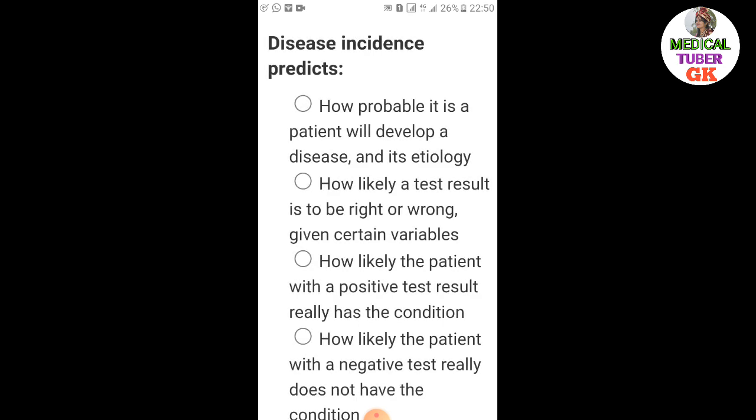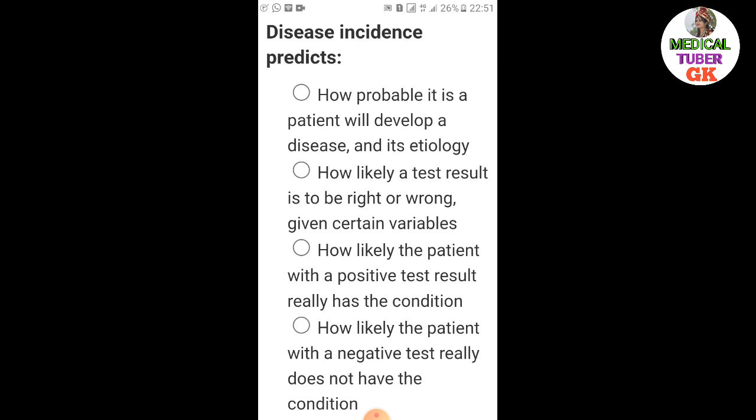Next question: disease incidence predicts. Option number one, how probable it is a patient will develop a disease and its etiology. And option number two, three and four. And friend, choose the correct answer. And this question's correct answer is option number one, how probable it is a patient will develop a disease and its etiology. And next question, question number 4.